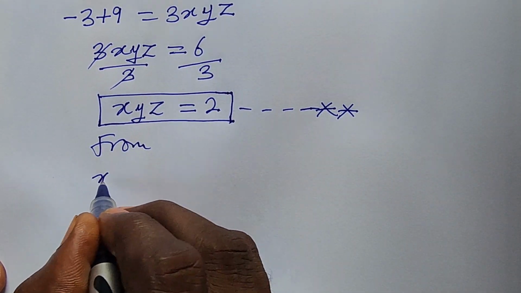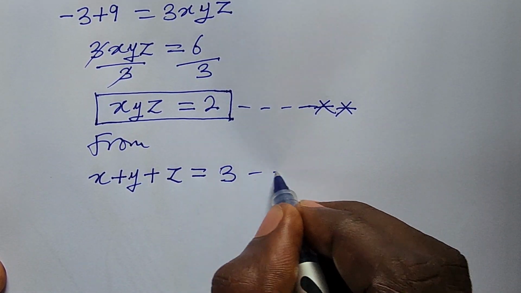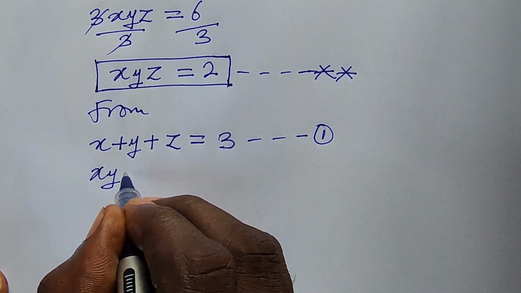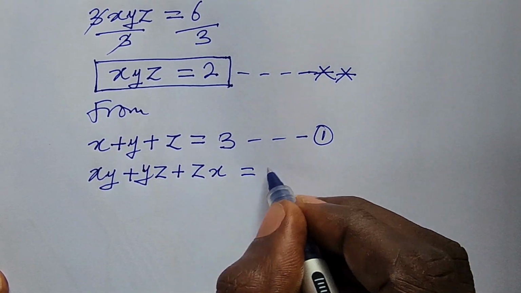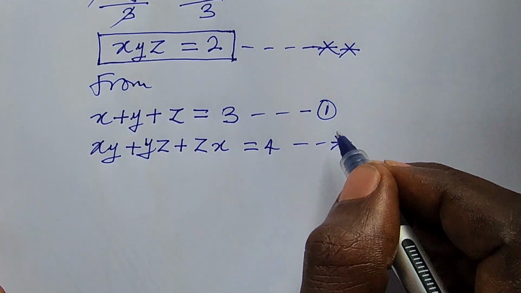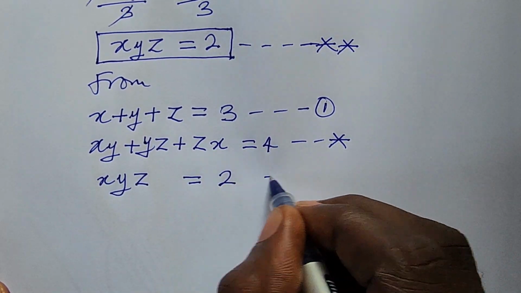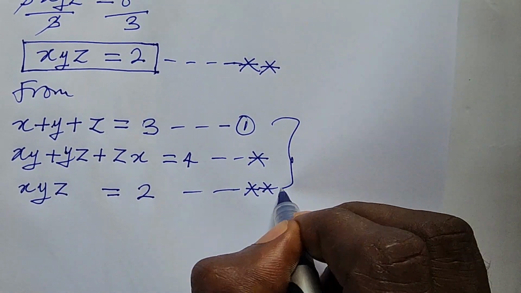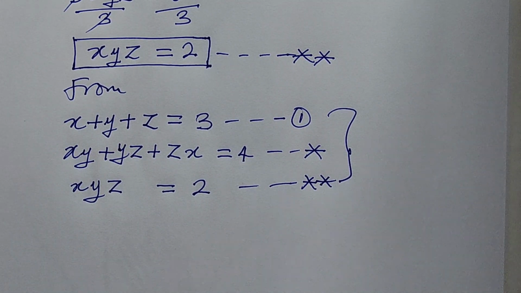So we have equation 1, x plus y plus z is equal to 3. Remember, this is our equation 1, right? Then we have xy plus yz plus zx equal to 4. This is our equation star, and xyz equal to 2. This is our equation star star. You remember this? So we want to form a third order degree polynomial equation from this. This is the only way we can solve for the values of x, y, and z.